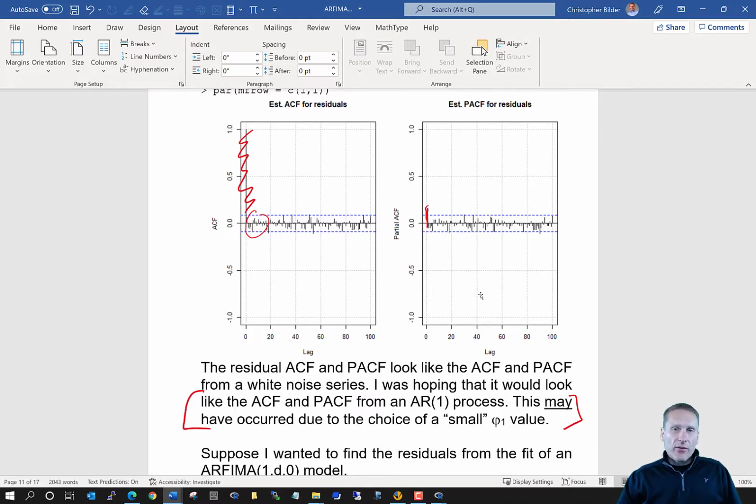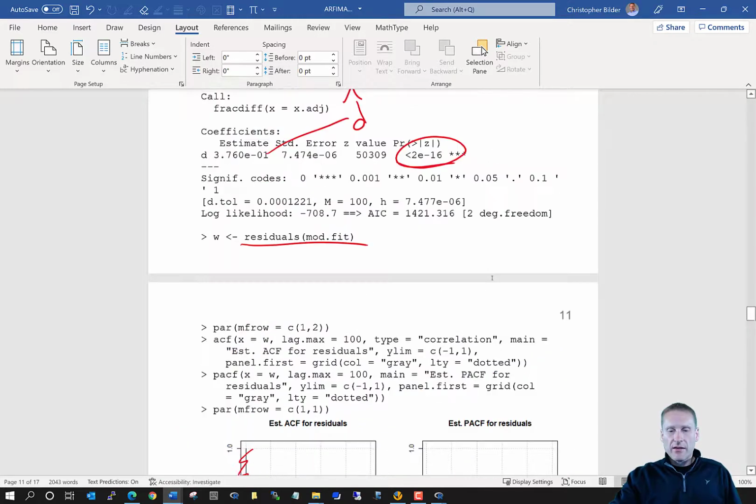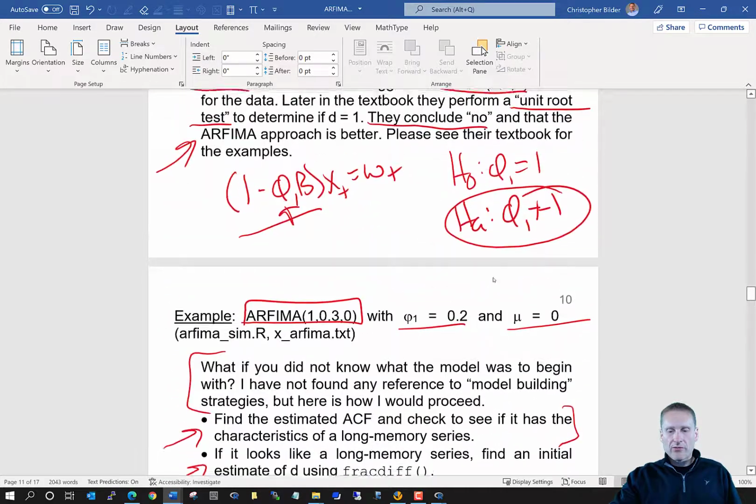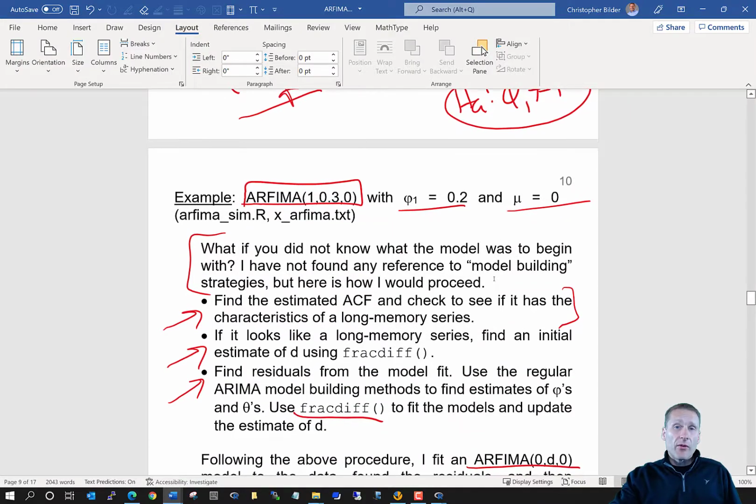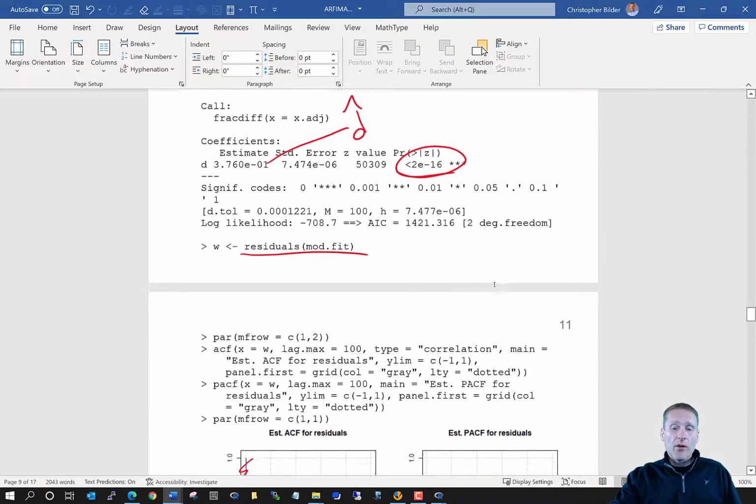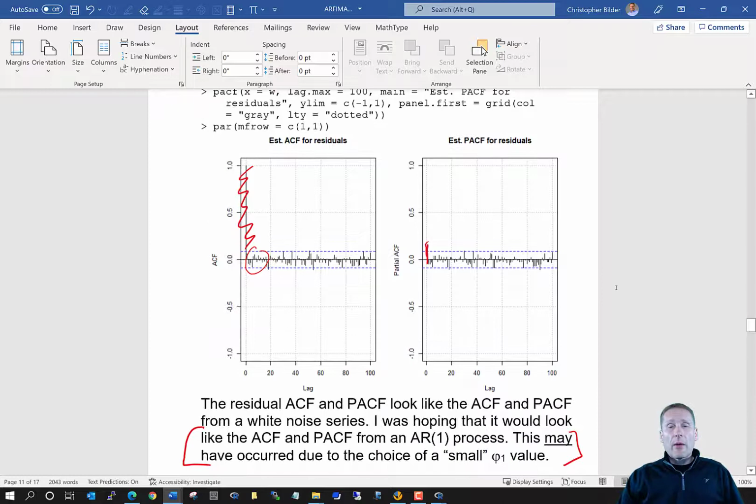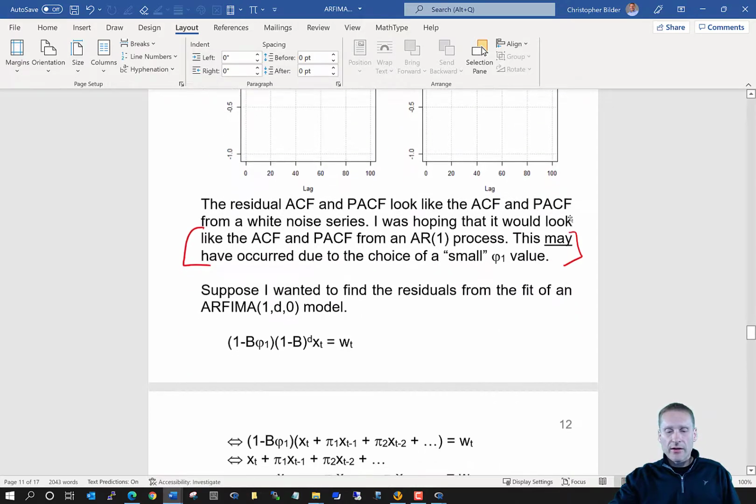Notice that the true value for phi1 in this particular case is, I think it's 0.2. Let me just double check. Yeah. So it is quite small. And since it's so small, perhaps that's why we're having problems seeing that we have a significant value for these plots. And so I expect that that's probably the reason why this is occurring.